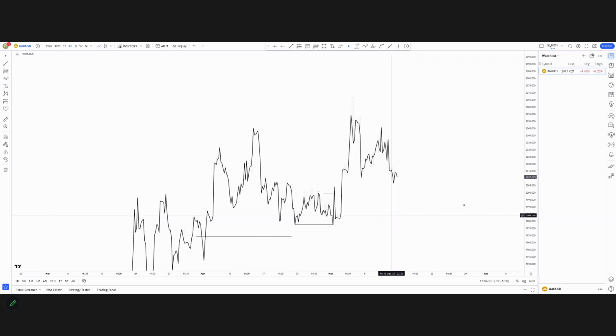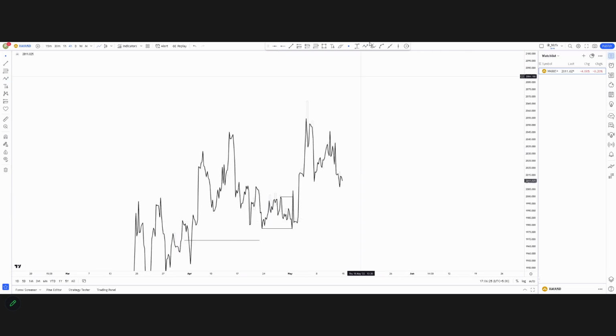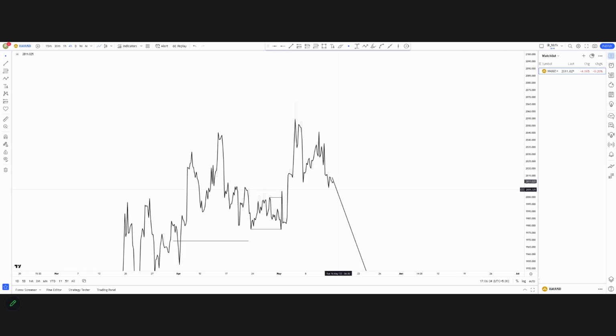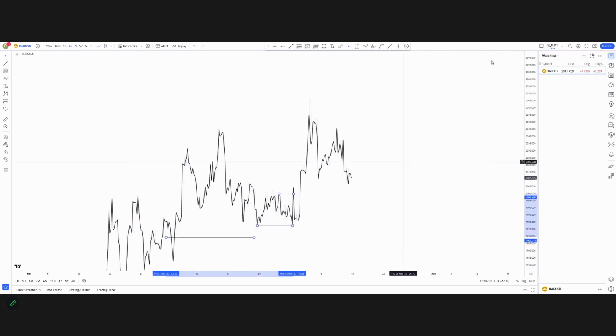Let's see. Okay, let's see. Now we are in the obstacle zone. Price might come below. Yeah, price might come below and break this low. If price broke this low, then chances are price is going to go lower. Or we will see. So that is how we look at our bias using the storyline concept.